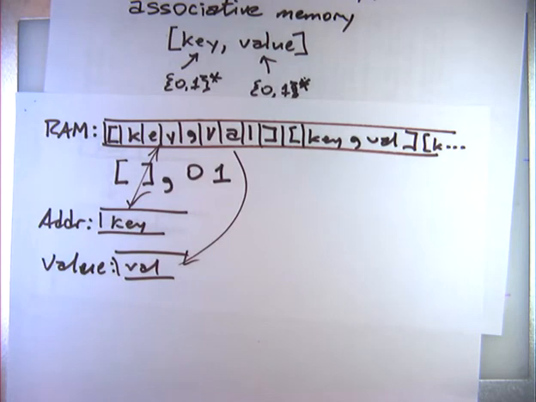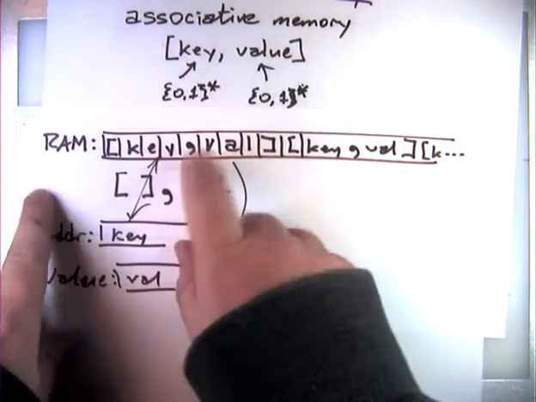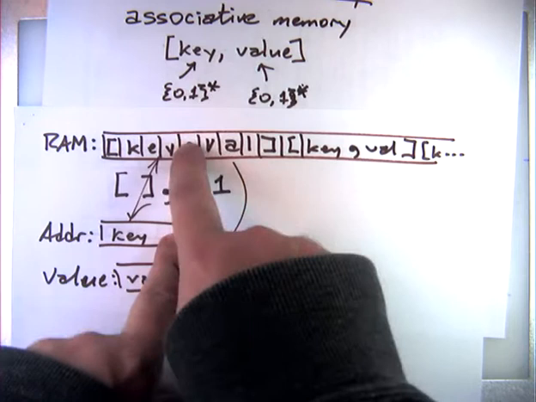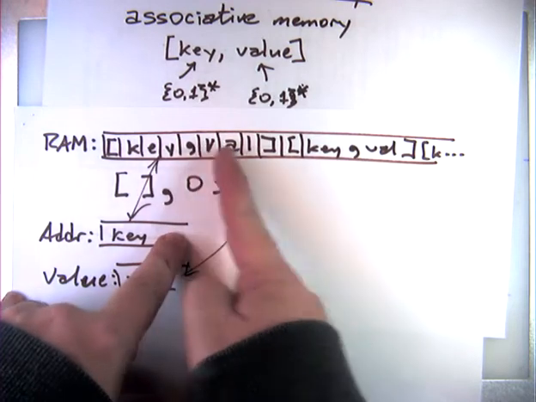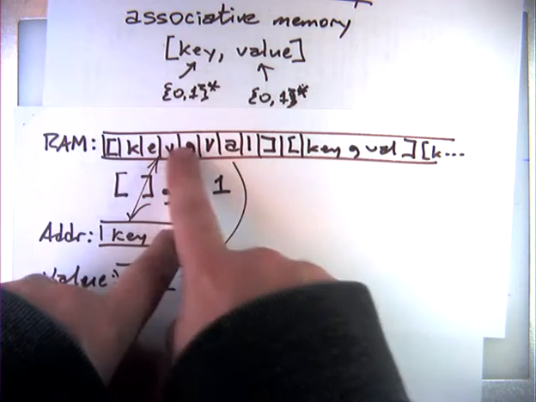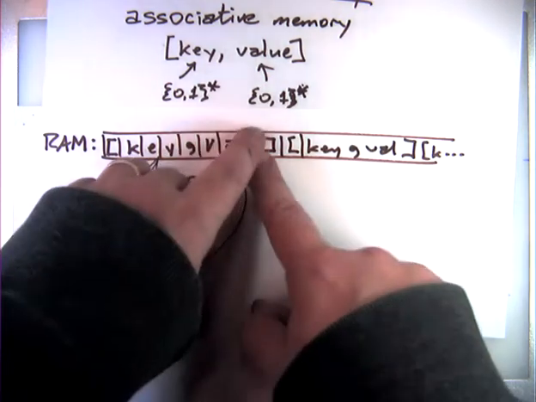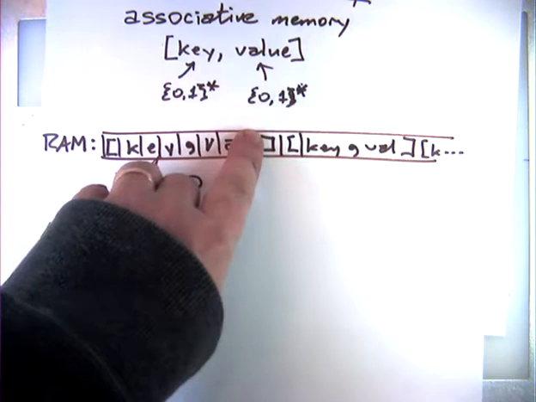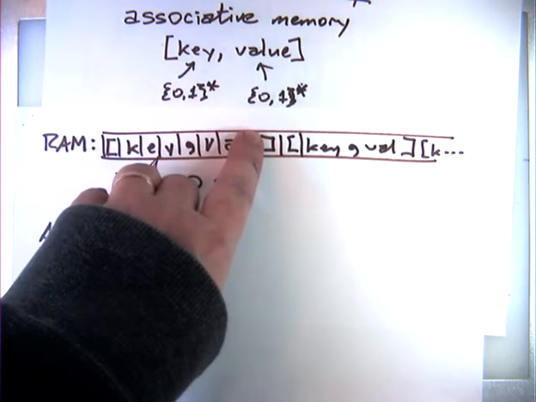Similarly, if I want to change the value associated with the key, again, I scan until I get to the comma after the matching key. I erase the value that's here by overwriting it with the value on the value tape. But if I need to make room, well, I can shift the rest of the tape over to the right to make enough room if I need to write in more bits.